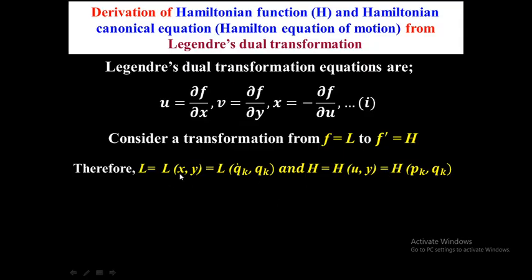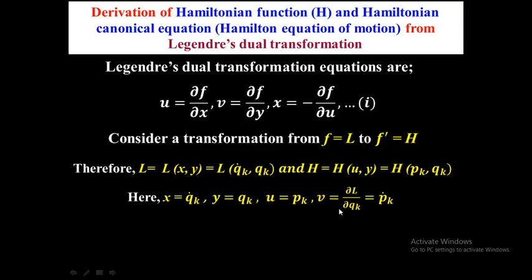So the Lagrangian is a function of qk dot and qk; here x is equal to qk dot and y is equal to qk. In the second basis set we are transforming into u and y. Here H is a function of pk and qk, so u is equal to pk and y is equal to qk.